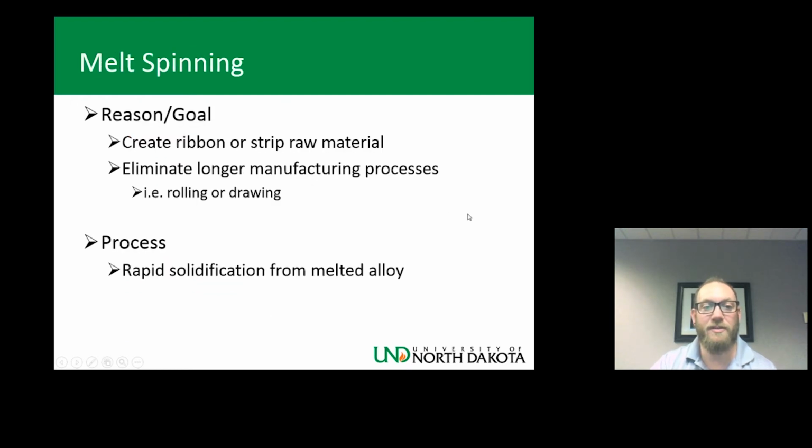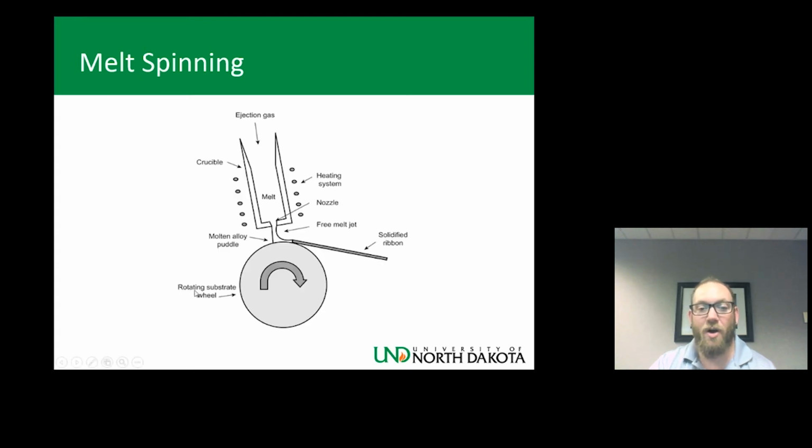In the melt spinning process, the goal is to eliminate the longer manufacturing processes that were discussed earlier and create a ribbon or strip right from the raw material. This process is accomplished by rapid solidification from the melted alloy. Here's a picture of that process and what is going on. The melted alloy will fall onto a rotating wheel, and as it rapidly solidifies, it is pulled and creates this ribbon or strip.